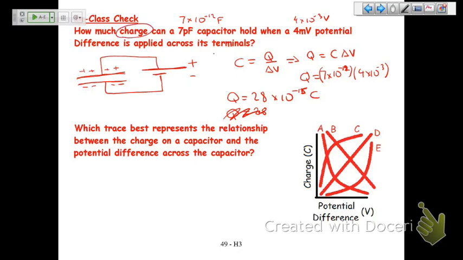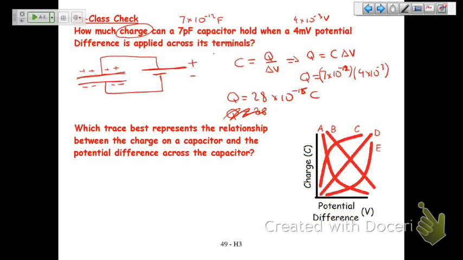So I say, well, C equals Q over delta V. That's the definition. Rearrange. Q equals C delta V. So Q equals 7 times 10 to the minus 12 times 4 times 10 to the minus 3, which is 28 times 10 to the minus 15 coulombs. Cool.